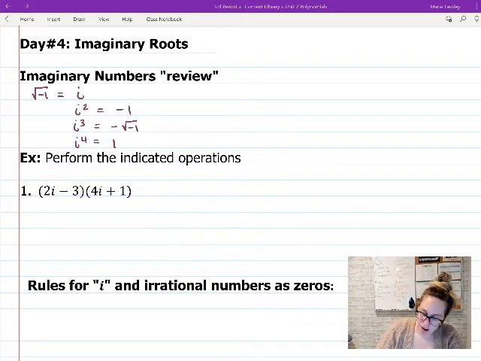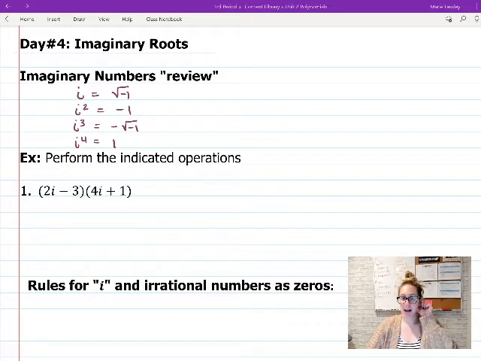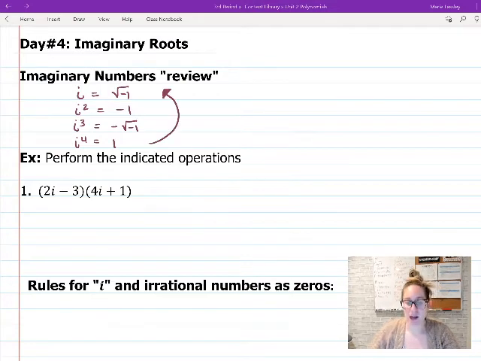I'll just put them all on the same side. I don't know why I wrote that one over there. It felt right in the moment. This is what we call the i cycle, because once you hit 4, it goes back up to i and the pattern repeats. We don't need to know that much for this, but the important one is i squared equals -1.